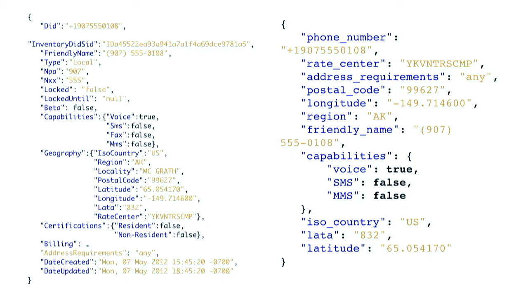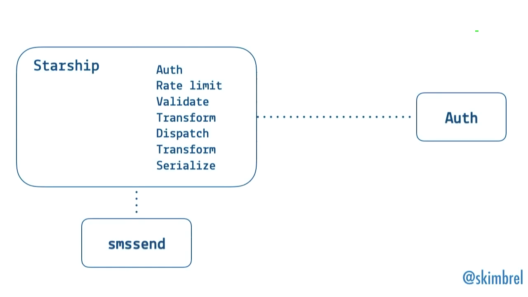Here's what the internal and external representations of phone numbers on the Twilio platform look like. Don't worry about reading this. Just look at the shape of this JSON and see that they're similar but not the same. And so Starship maps from one to the other. The core of Starship is a configurable engine that can apply all of the transformation steps to a request, send it off to the internal service, and then take the response, transform it back to what the customer expects, and return that.